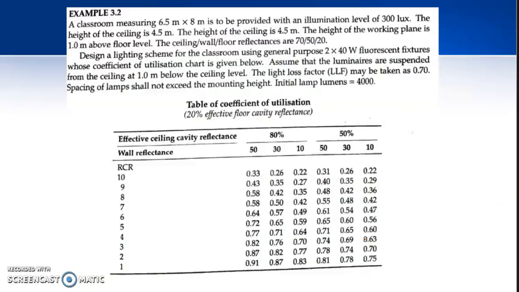Now we are moving on to the example. So here a classroom is given. It is 8 by 6.5 meter is the size of the room. Illumination level required is 300 lux. If it is not given, then you have to take it from the lighting handbook. The ceiling height is 4.5 meter. And the height of the work plane is 1 meter above the floor level. If it is not given, you have to assume it as 1 meter.